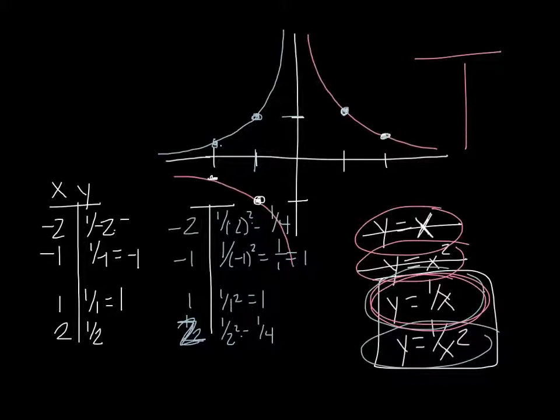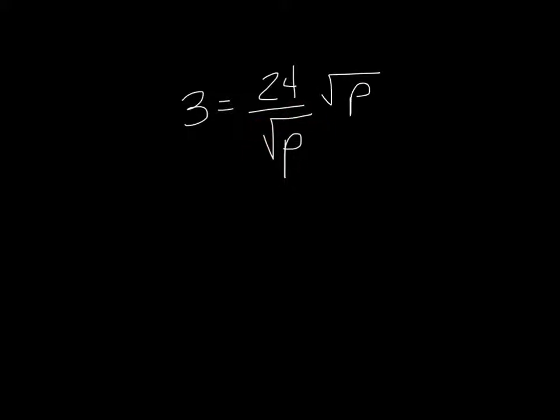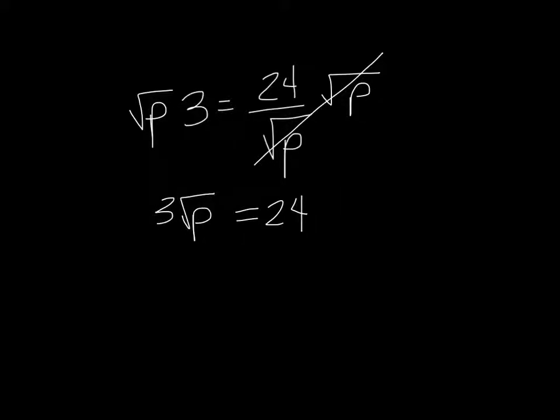Okay, another question was 3 equals 24 over the square root of p, and I'm guessing what you had to do on this one was solve for p. Well, what I don't like is that p is in the denominator, and it's never good when your fraction's in the denominator, so I'm going to multiply both sides by the square root of p. So then these guys cancel out and I get 24, and then I'll put the 3 in front of the square root of p because that's how it's supposed to be.